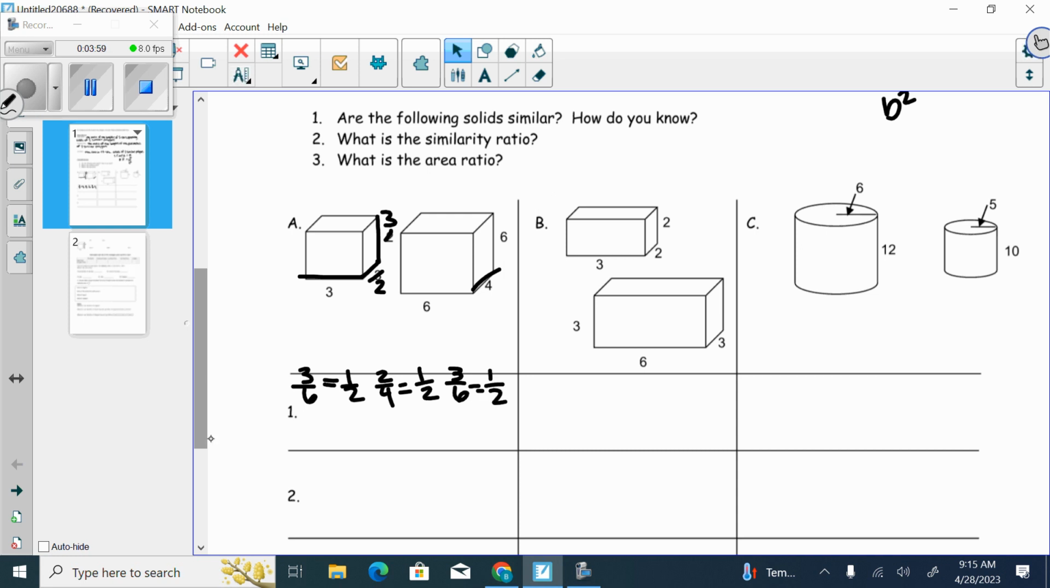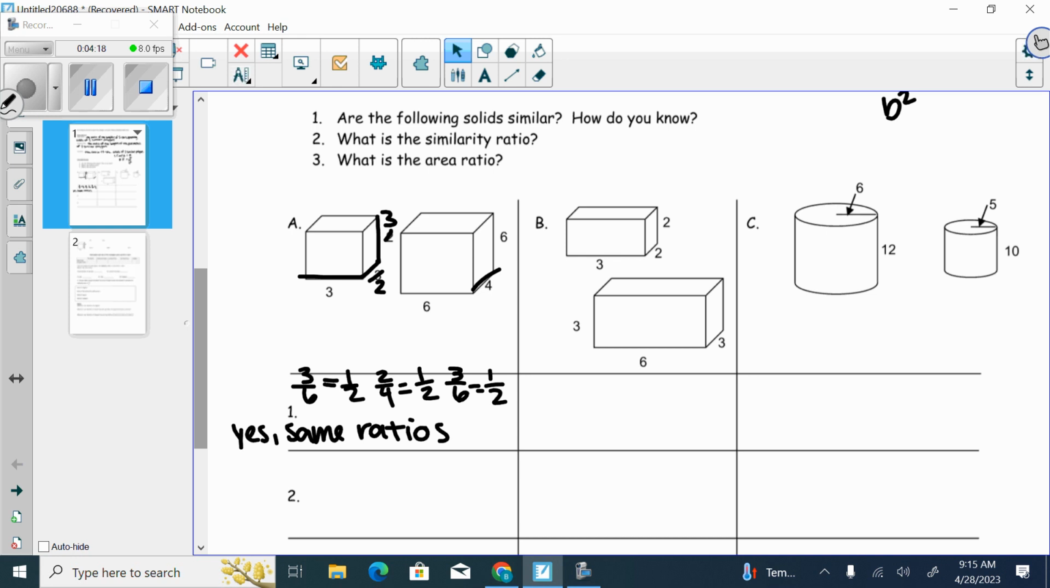All right, so what do we think? Are these two similar figures? Yeah, why do we think that? Right, they all have that same scale factor, same ratio. So yes, because they had the same ratio.